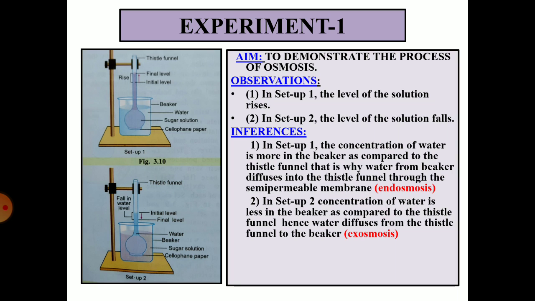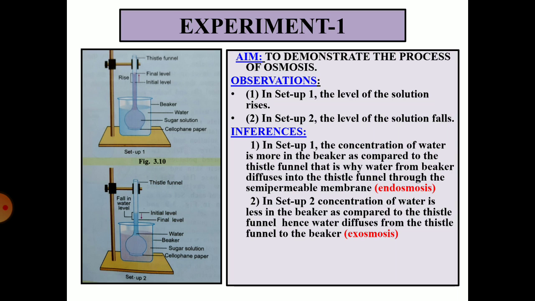We are going to take sugar solution, say 30% concentrated sugar solution in the beaker, and place pure water in the thistle funnel. Again, the mouth of the thistle funnel is covered with the cellophane paper. Now leave this arrangement for 2-3 hours. What do you observe? In setup 1, the level of solution rises. In setup 2, the level of the solution falls.